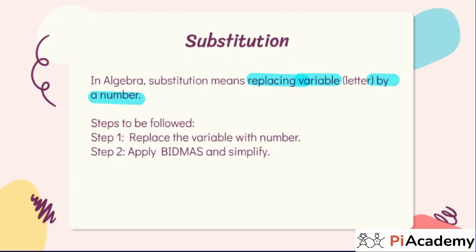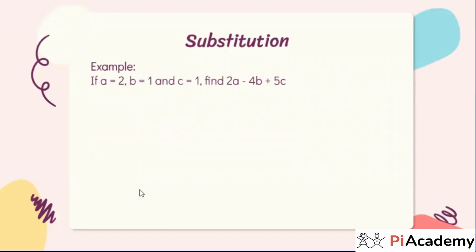And here we have two steps. Step number one, replace the variable with the number. And step number two, apply BODMAS and simplify it. BODMAS you already know. So let's solve this question. Here, A equals 2, B equals 1, C equals 1. Find the value of 2A minus 4B plus 5C.